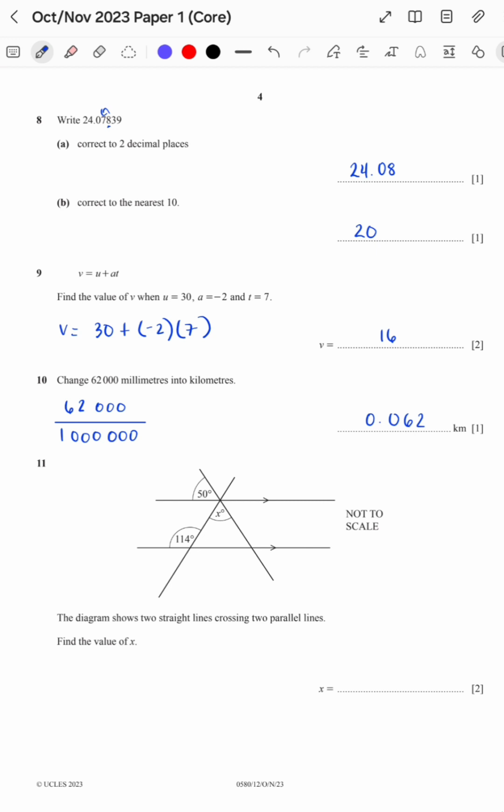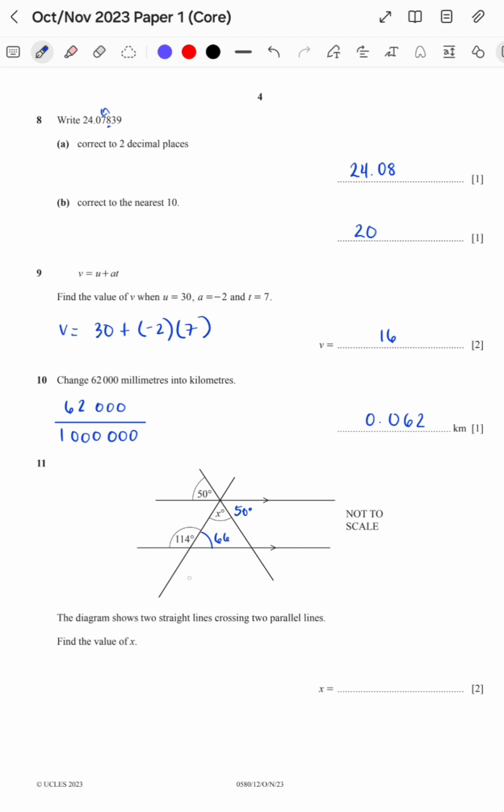Next, question 11. Angles. The diagram shows two straight lines crossing two parallel lines. Find the value of x. Okay, so this is 50. So that means the alternate angle will also be 50. And then 114. So this is 180 minus 114. So it's going to be 66.